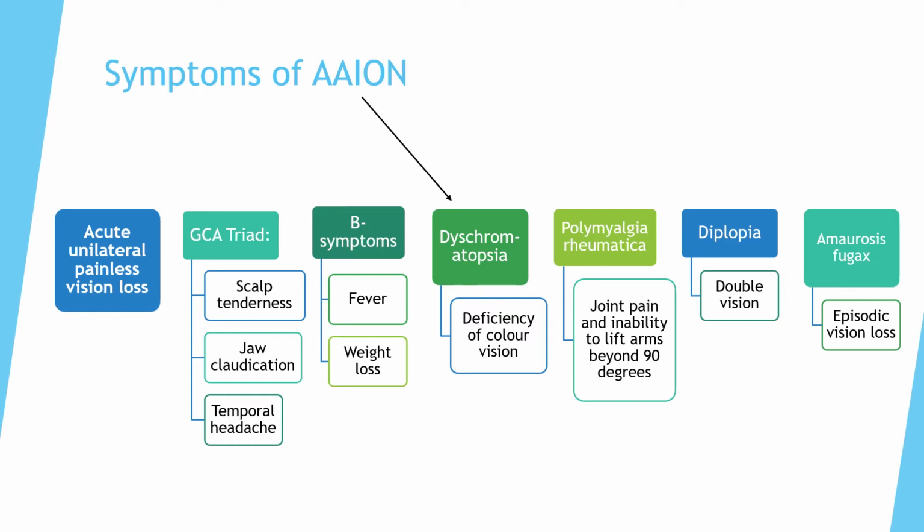AAION can also be associated with polymyalgia rheumatica, which is a rheumatic disorder. And to check for that, we ask the patient and check if they can extend their arms beyond 90 degrees. If there's joint pain or even inability to do that, there is a good chance that the patient may have polymyalgia rheumatica. And this should raise your suspicions toward AAION as well.